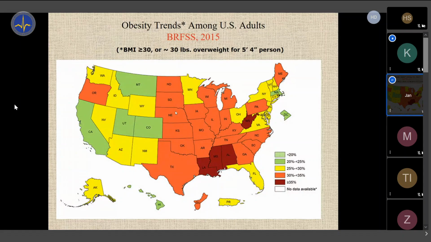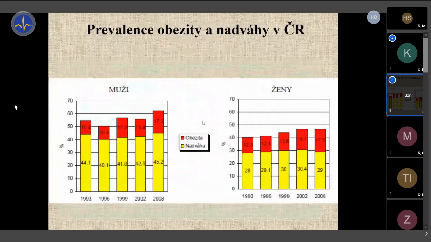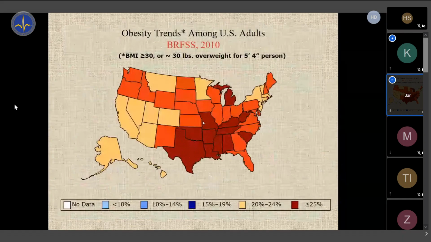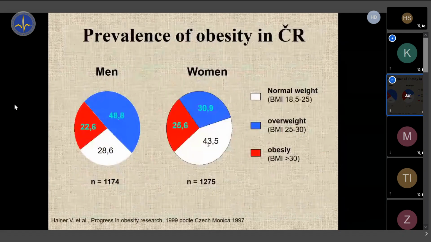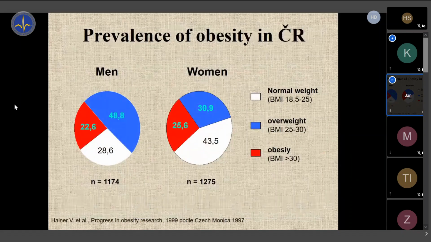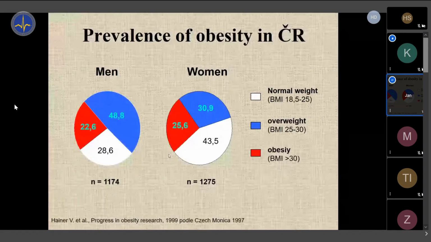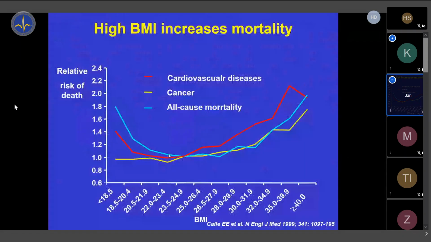It is the number one preventable cause of death in westernized countries, and this is just to demonstrate how many people are obese. So let's go further. In Czech Republic, we have about 24 to 25% of people who are obese, but we don't have such nice statistics as in the United States. So our data are not that developed, but it fits with the overall obesity epidemic in the world.